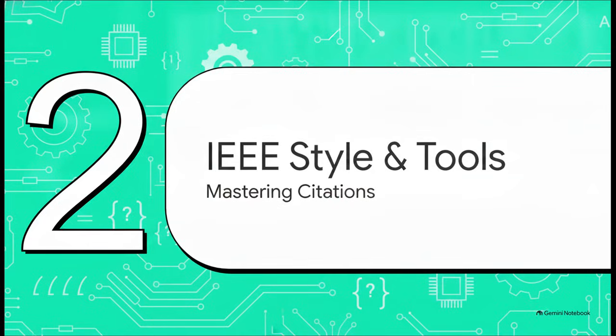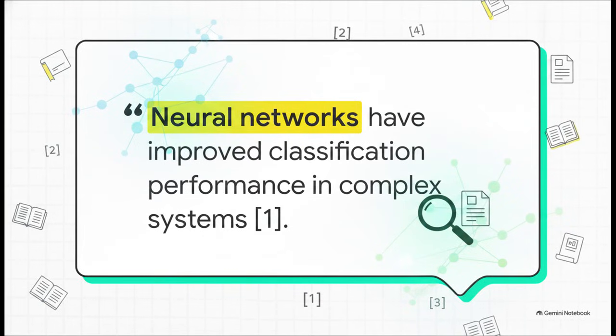Moving right along to mastering IEEE style and citation tools. What's really brilliant about the IEEE style is how it uses numbered citations in brackets, which appear in the exact order of their first appearance. And that means you reuse that exact same number every single time you cite that source. It keeps your technical writing incredibly clean.